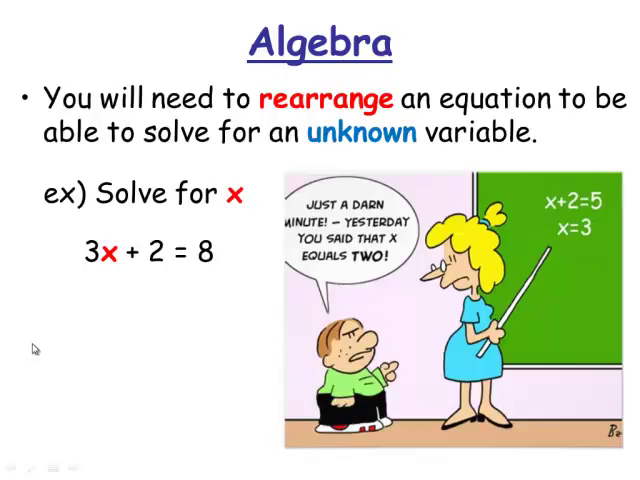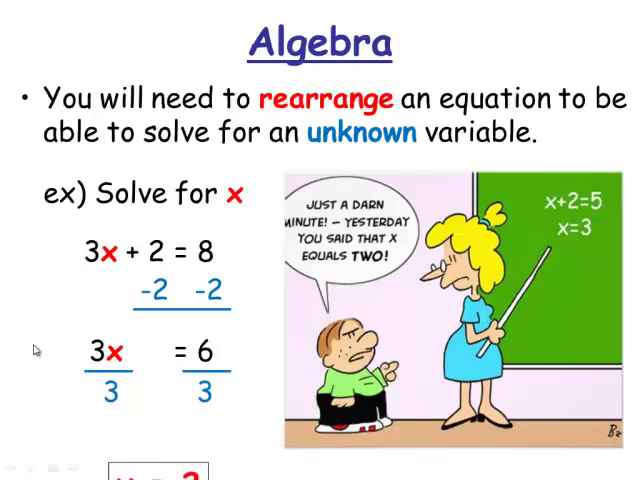For example, we have the following equation: 3x plus 2 equals 8. Take a moment to pause your video and solve for x. In order to solve for x, first, I could subtract 2 from both sides of the equation and be left with 3x equals 6. But in order to get x all by itself, I have to divide both sides by 3, leaving me with x equals 2.